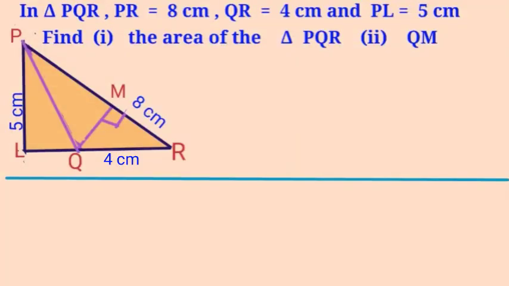Look at this example. In triangle PQR, PR is equal to 8 centimeter, QR is equal to 4 centimeter and PL is equal to 5 centimeter. Find first the area of the triangle PQR and second the length of QM.